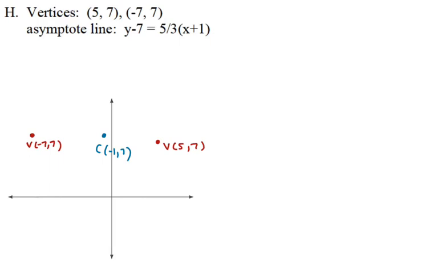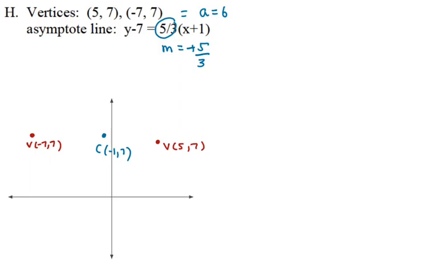Okay, that also gives us the value of a. So a is the distance from the center to each vertex. The a value here is 6. And then the last piece of information we're given, very similar to the previous example, is the equation of an asymptote. So what really matters is the slope here. The slopes of our asymptotes are going to be plus and minus 5 over 3 then.